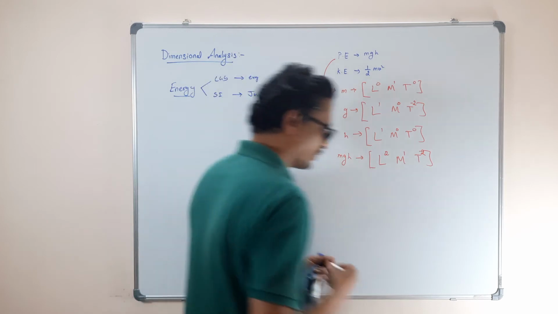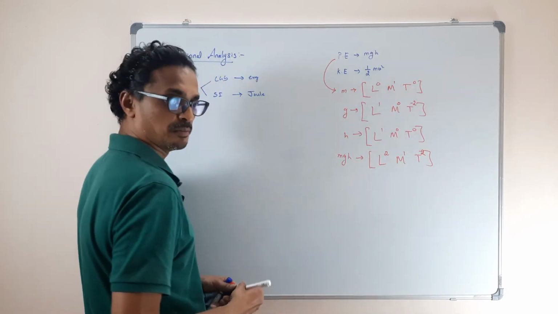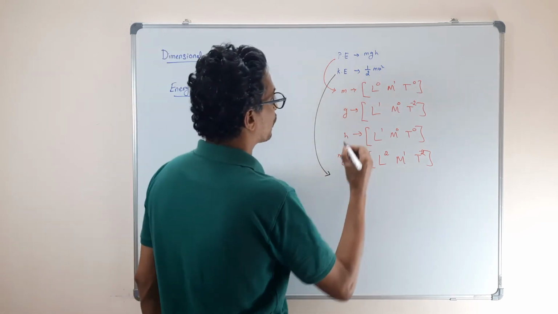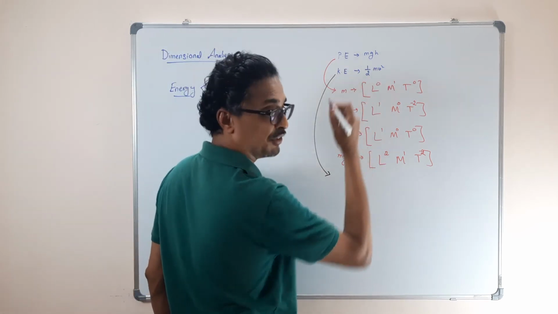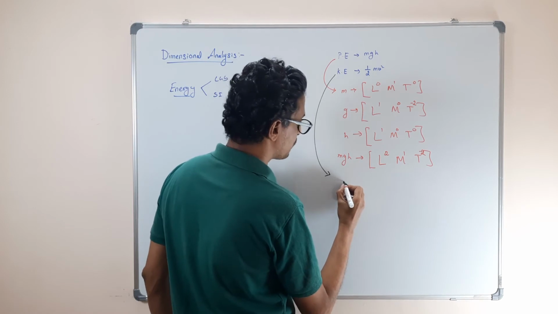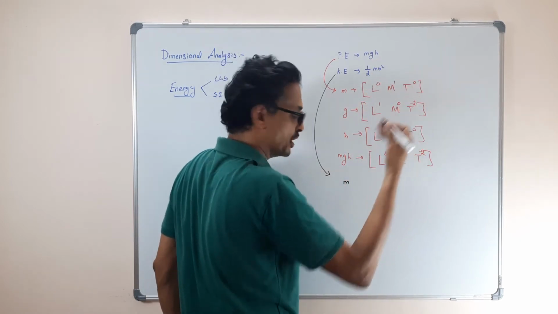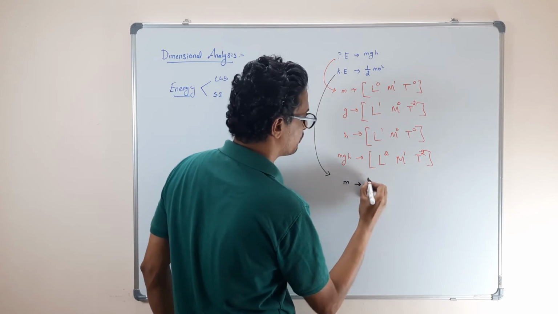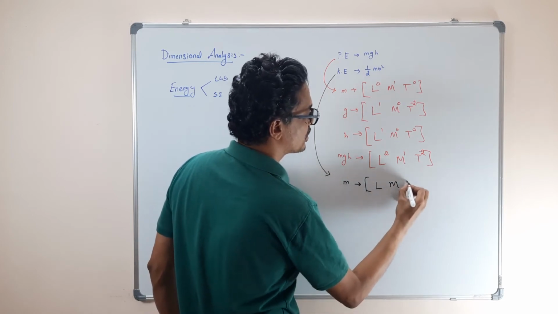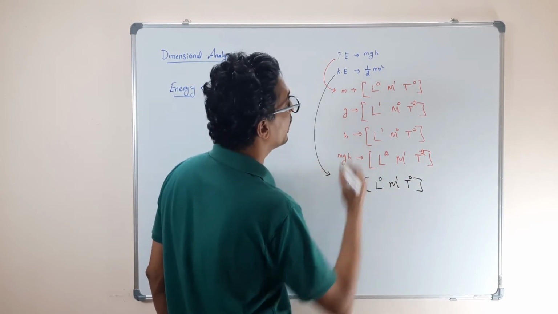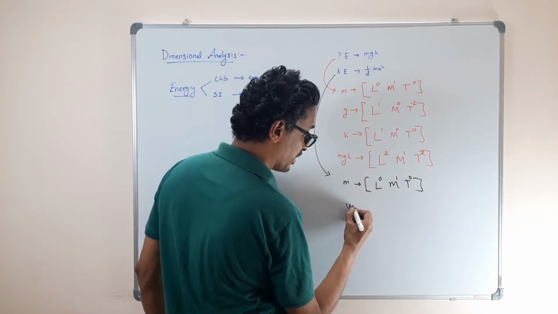So now let us do it for the kinetic energy. I am going to do it for the kinetic energy now. So here I have mass and velocity. Because half is a constant, it doesn't have any dimension, it's just a number. So what is the dimension of mass? LMT, tell me what it will be? L0 M1 T0. Okay, v square, remember.